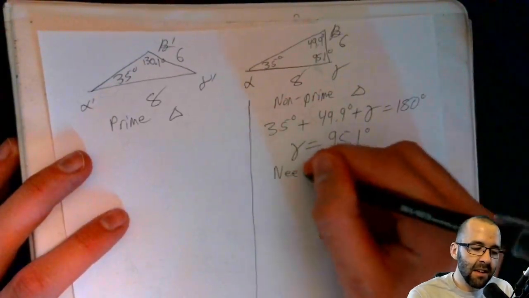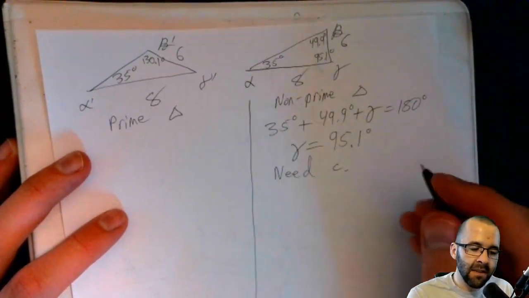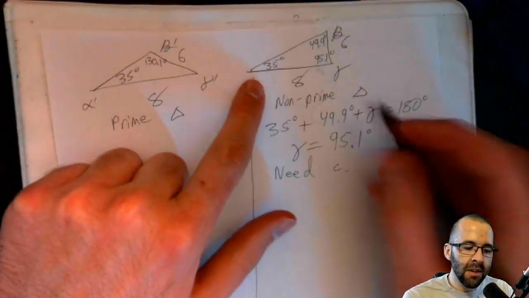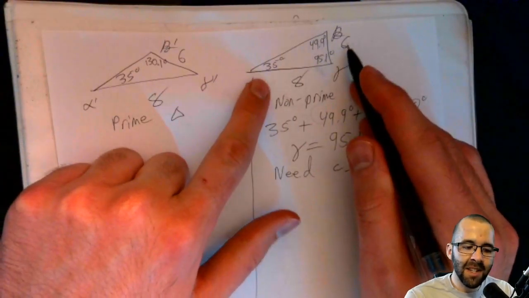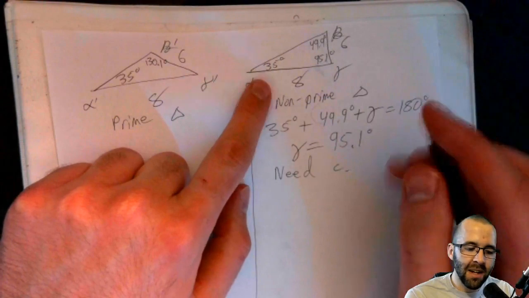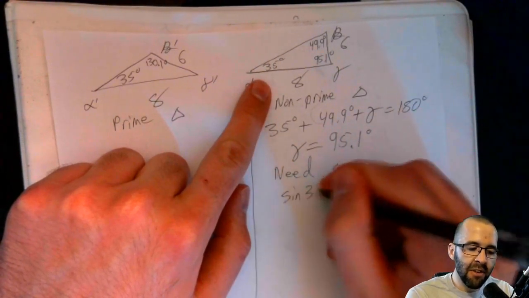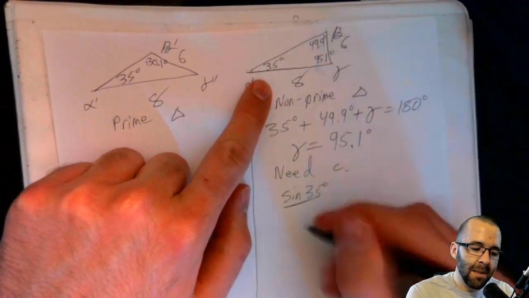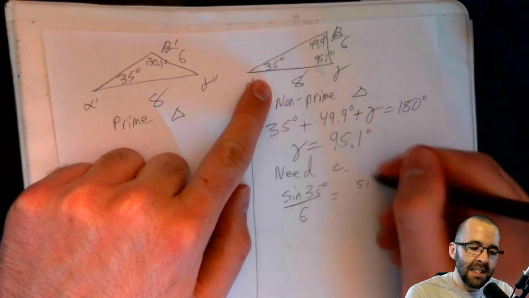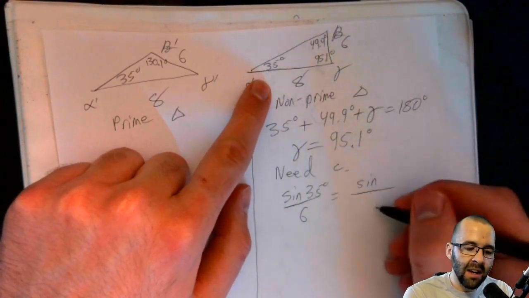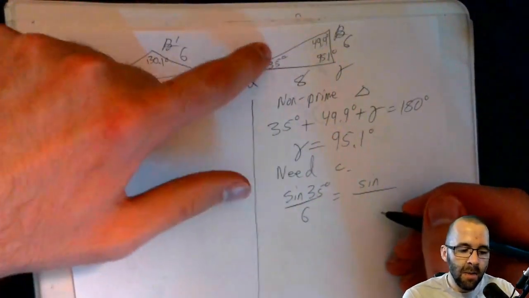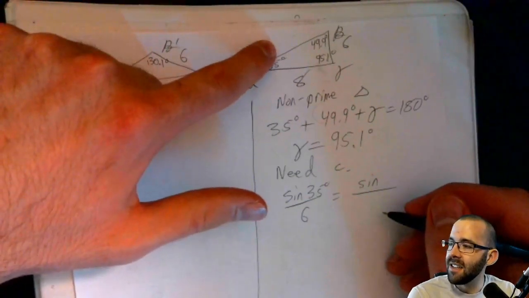So let's find C. We still need C. So we just pick an angle and an opposite side. And again, it's usually best to use the ones that aren't approximations wherever possible. So just like before, sine of 35 degrees divided by its opposite side, 6, is equal to the sine of something divided by its opposite side. And remember, what are we trying to find? We're trying to find C.